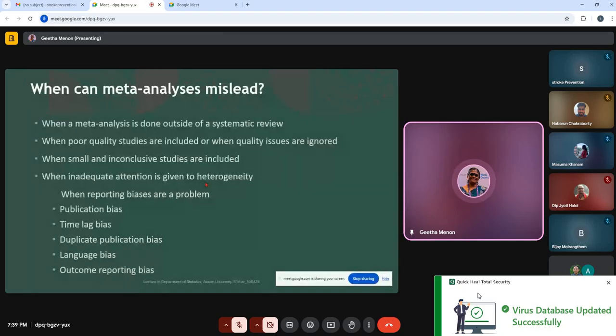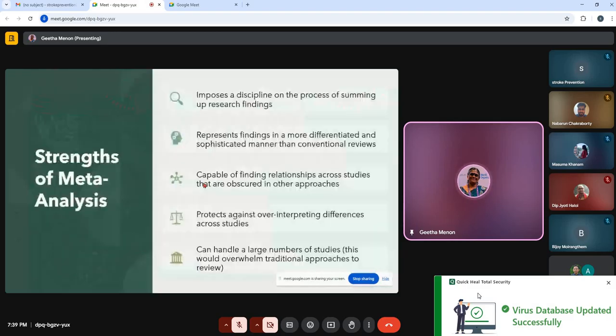Then there are many biases that could occur: publication bias, time lag bias, duplicate publication bias, all types of biases that could possibly give you a wrong or inappropriate result, and that could mislead the scientific community.